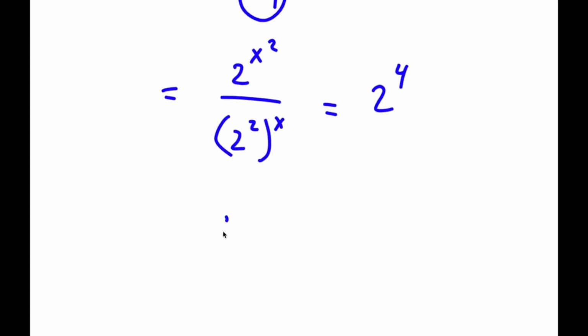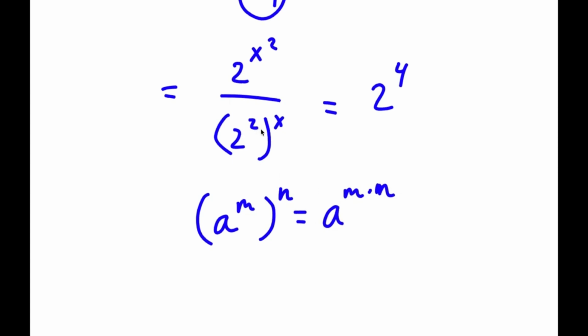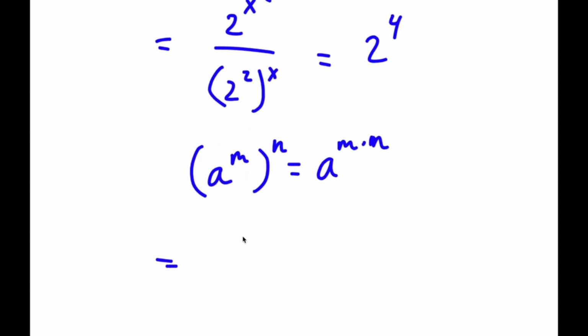Now, if I have something in the form a to the power of m to the power of n, this is equal to a to the power of m times n. So 2 squared to the power of x is going to equal 2 to the power of 2 times x. So now I have 2 to the power of x squared over 2 to the power of 2x equal to 2 to the power of 4.